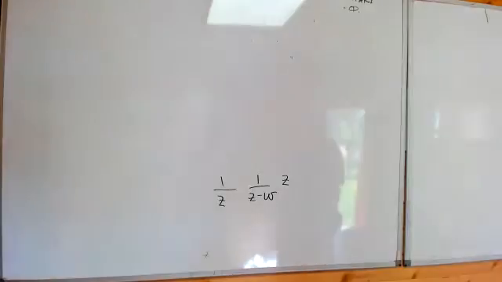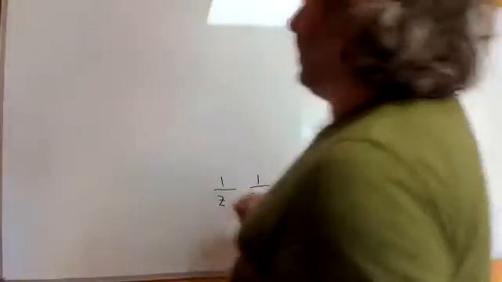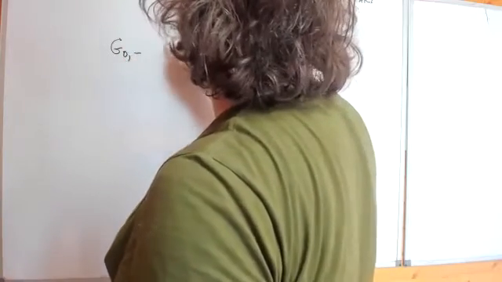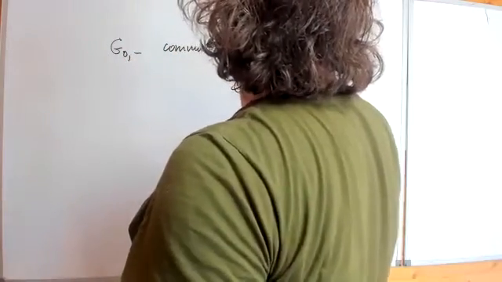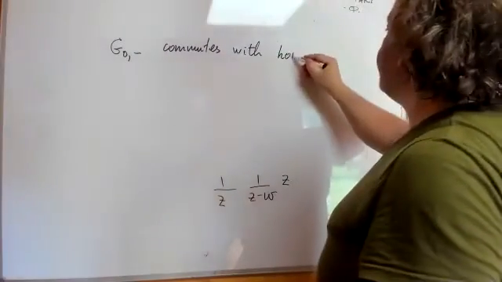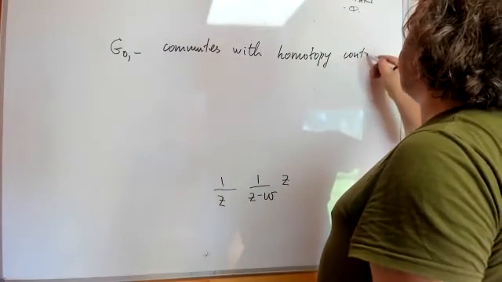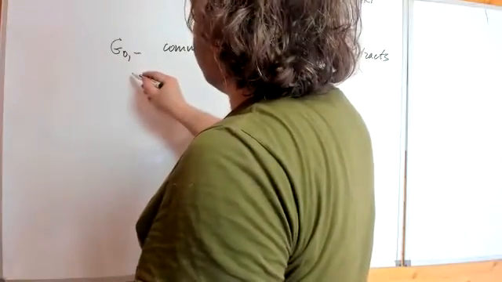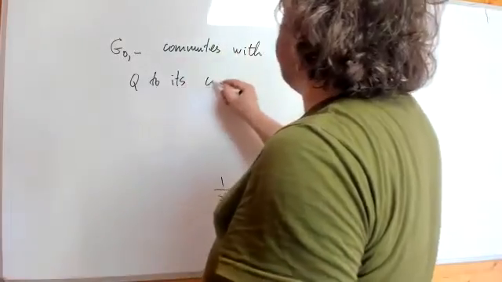Now, I want to impose one more condition. And this condition is that G naught minus commutes with the homotopy that contracts Q to its cohomology.